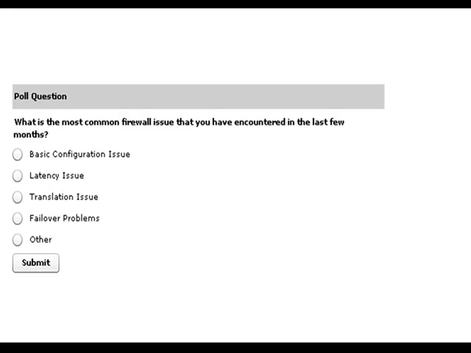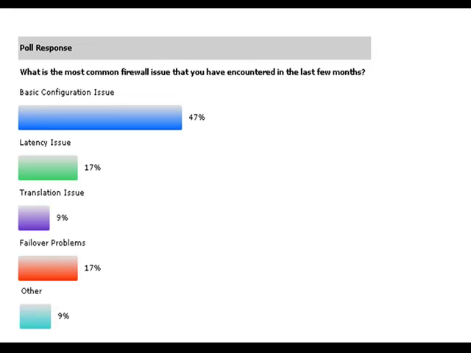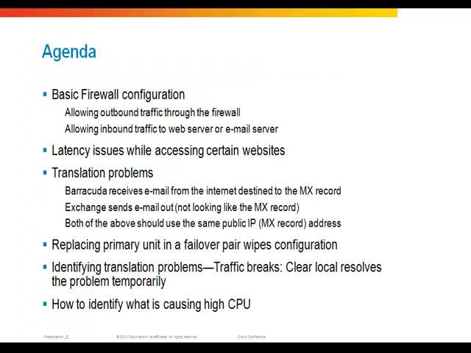Okay, now let's have a look at these results. So it looks like basic configuration issues seem to be the main issue that folks are having. Now I'd like to hand over the mic to Corelli, who will provide insight on Cisco's firewall troubleshooting.